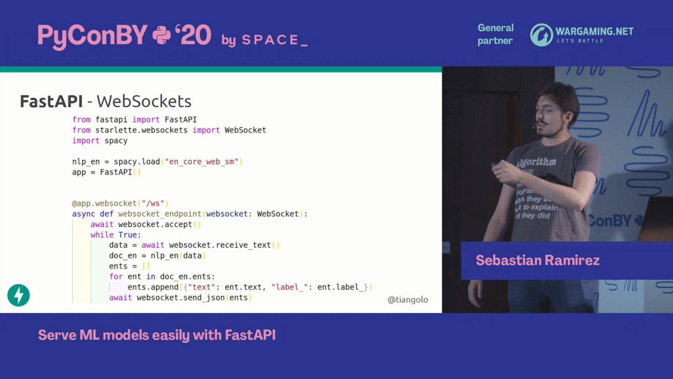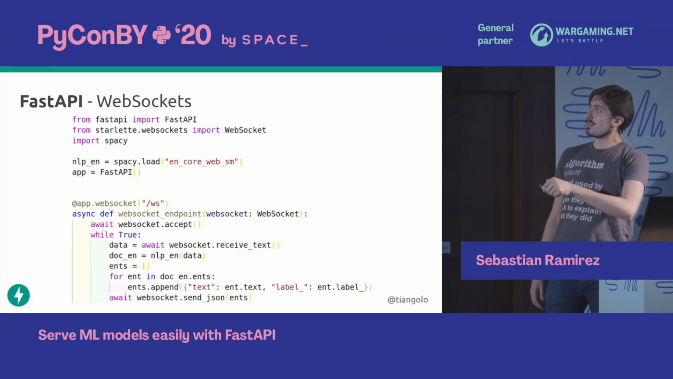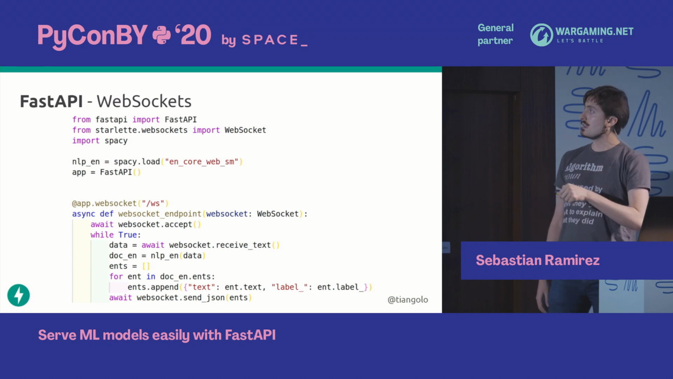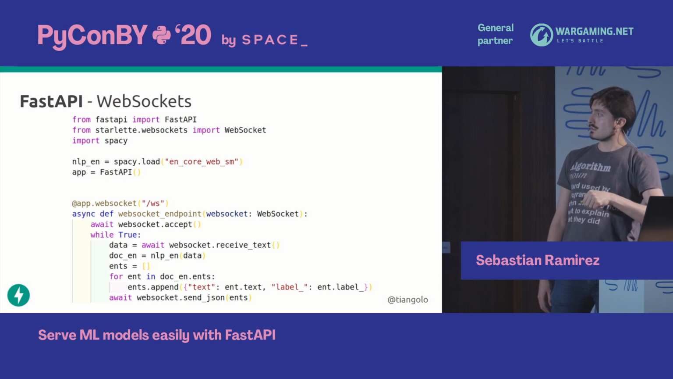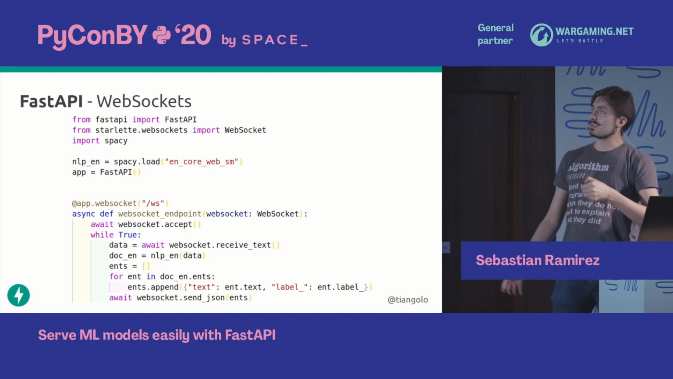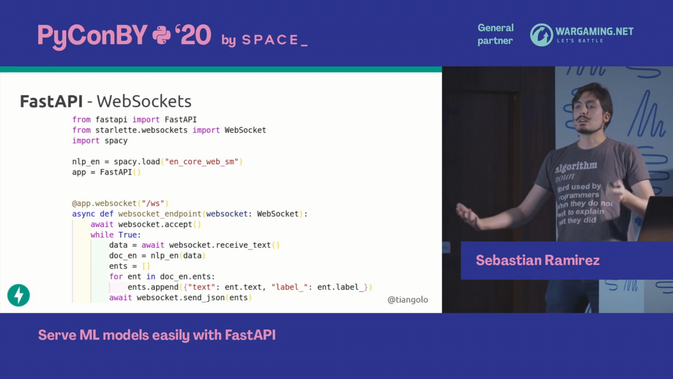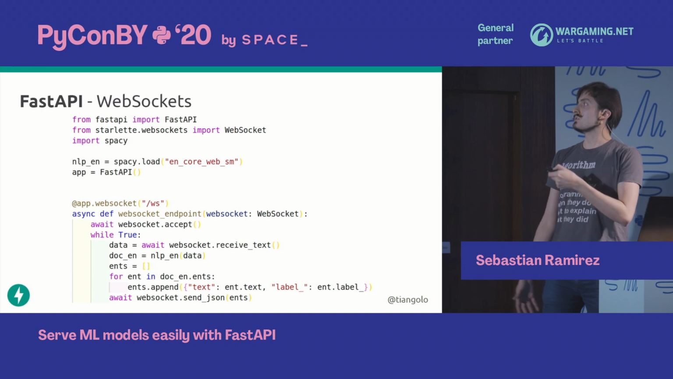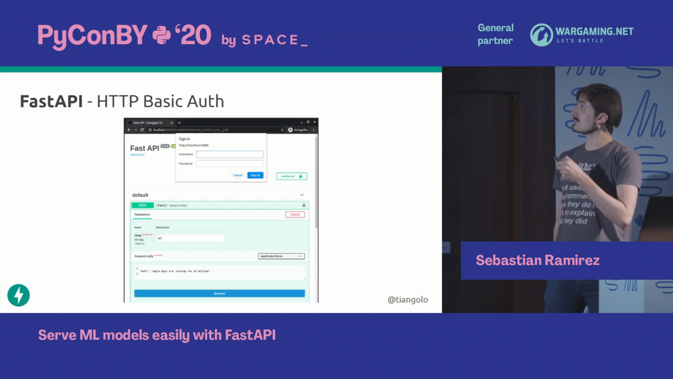To be able to use that, then we need to use these async functions to be able to use async and await. But then it's quite simple. You receive a WebSocket. You can read data from the WebSocket. Let's say that we do the machine learning stuff, and then we send data to the WebSocket. So it's pretty simple, relatively familiar, and you can do WebSockets if you want.